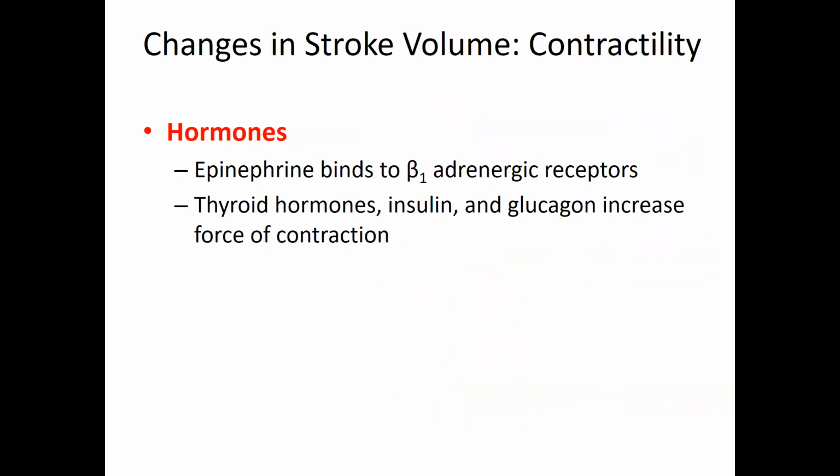Epinephrine is going to bind to those beta 1 receptors, and that whole cascade of events that we talked about before is going to be brought about. Other hormones that influence the contractility are thyroid hormone. This is why persons with hyperthyroid typically have tachycardia, which is that very fast heart rate. Their heart typically beats much harder because of that increased contractility with thyroid hormone. Insulin is another one, and then glucagon.